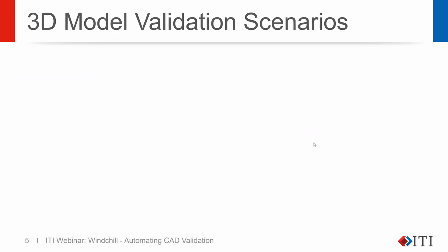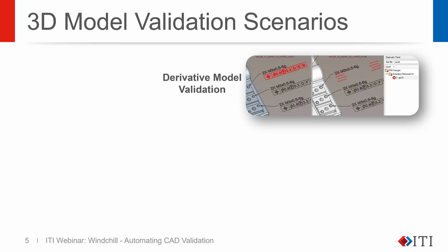So let's talk about the three primary validation scenarios. The first one is derivative validation. This includes exact geometry neutral file formats used for machine consumption, such as CNC programming or CMM programming in the quality world, as well as 3D interactive viewable formats such as 3D PDF. While the uses of these file types differ across the enterprise, the need to validate both is the same nonetheless.